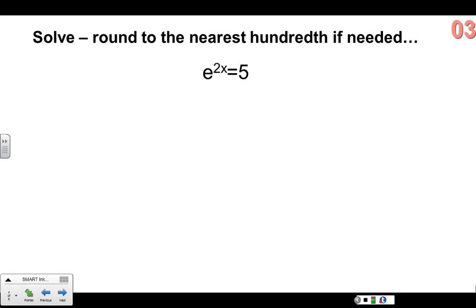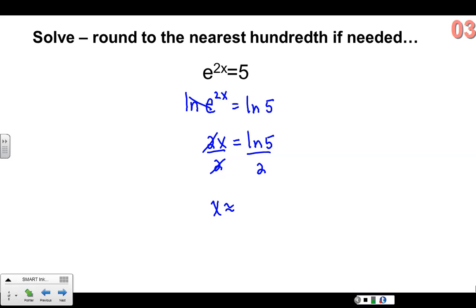e to the 2x equals 5. Now, in a problem where you have e, we know that natural log will get rid of the e. So if I take the natural log of both sides, we know that just leaves us 2x equal to the natural log of 5. Divide by 2. My exact answer would be natural log of 5 divided by 2. Now, we can approximate that to the nearest hundredth. So in my calculator, I'm going to do 5 ln, or natural log of 5, divided by 2 equals. And to the nearest hundredth, that would be 0.80.